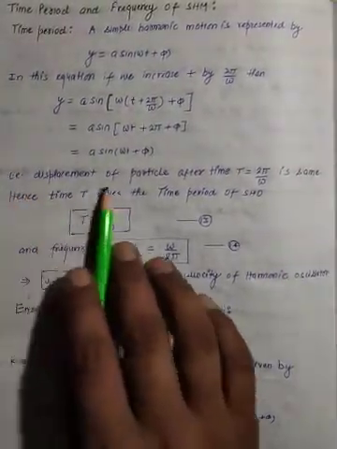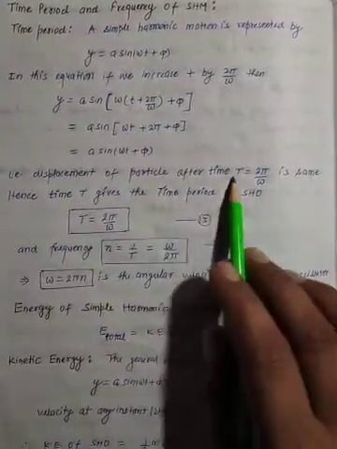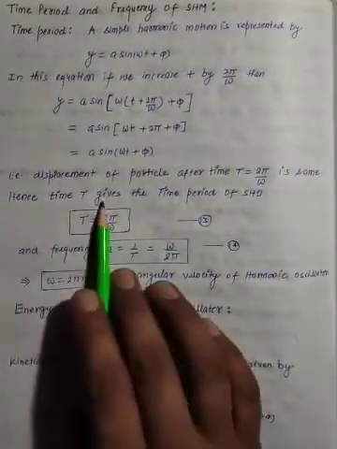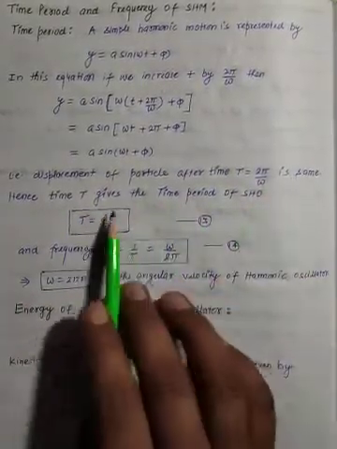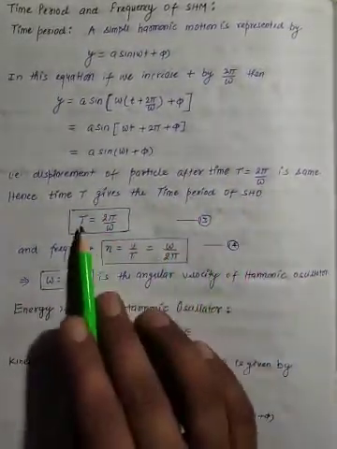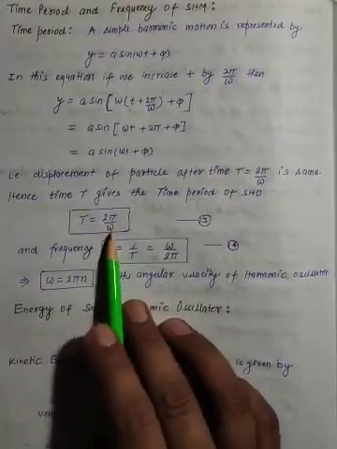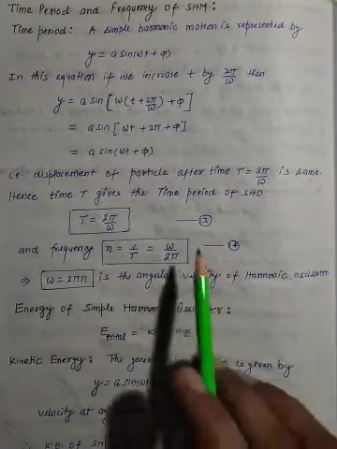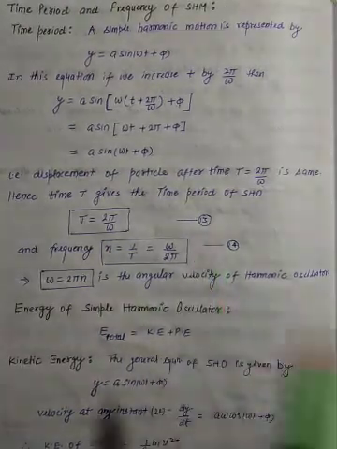So the displacement of the particle after time t equals 2π/ω is the same, and hence this time gives you the time period of the SHO, which is t equals 2π/ω. The displacement of the particle after this time will become the same. So this is equation number 13.